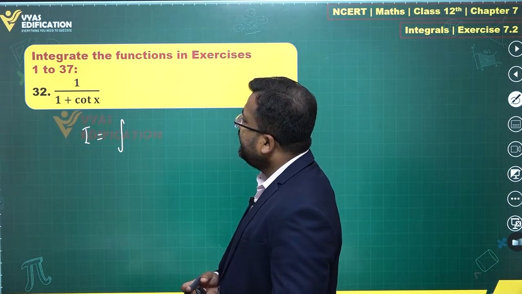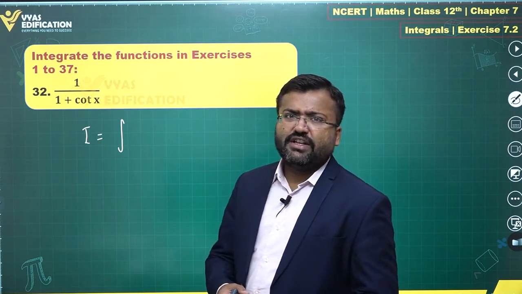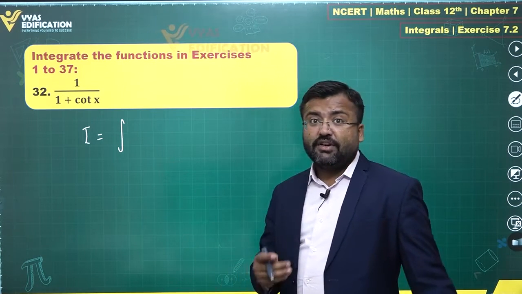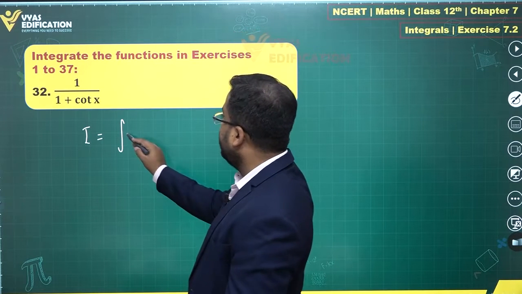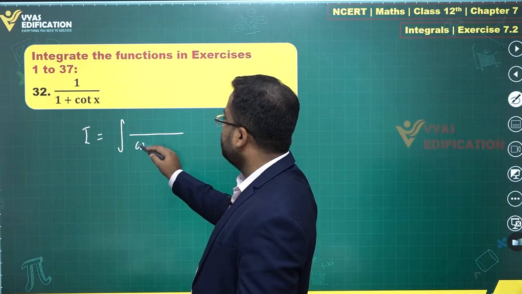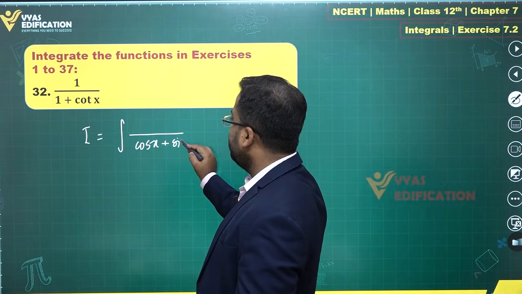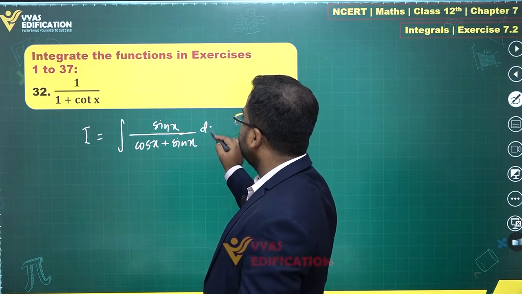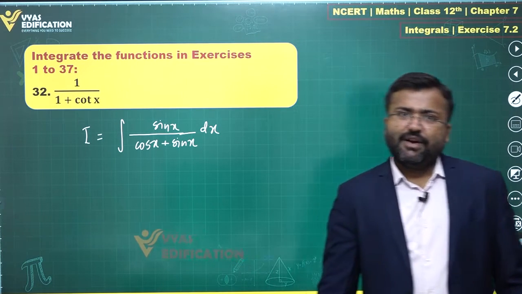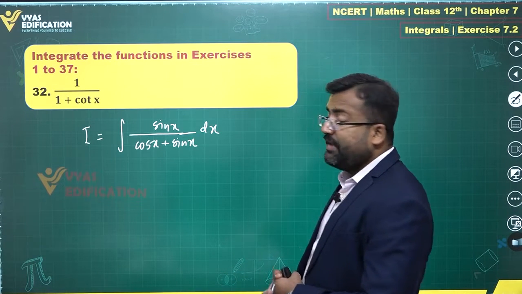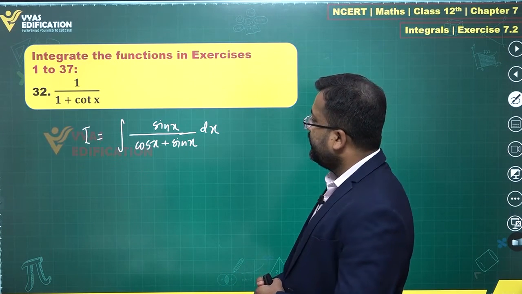One of the ideas could be to multiply by 1 minus cot x, 1 plus cot x, no, it will not help. But then cot x can be converted into cos and sin, and what I'll get in the denominator is cot x is cos x upon sin x plus 1. So this becomes cos x plus sin x, and this becomes sin x, right? dx. That's what you get. Multiplying and dividing by sin x. Multiplying numerator and denominator by sin x is what you will get.